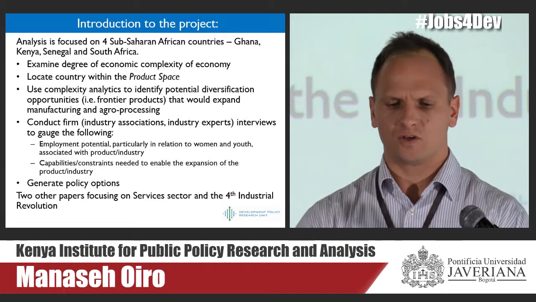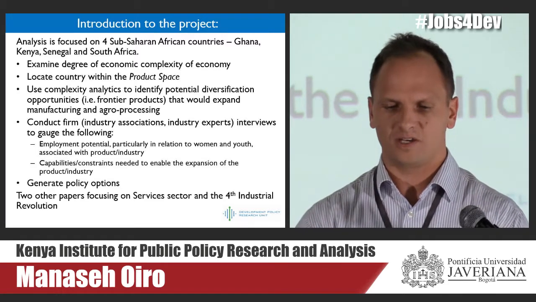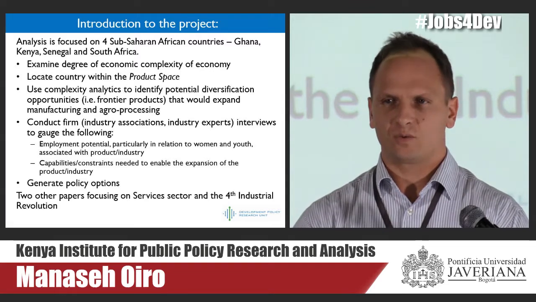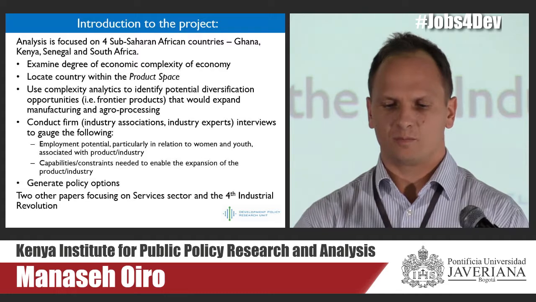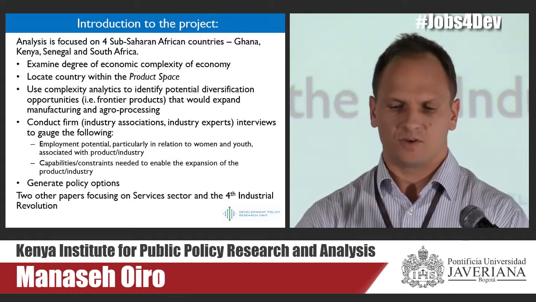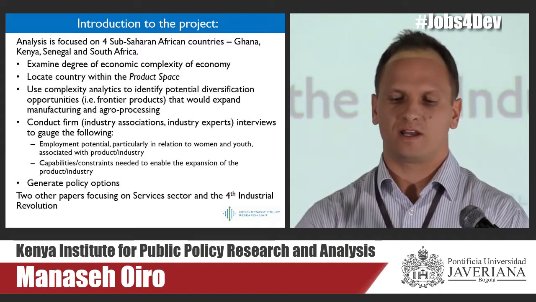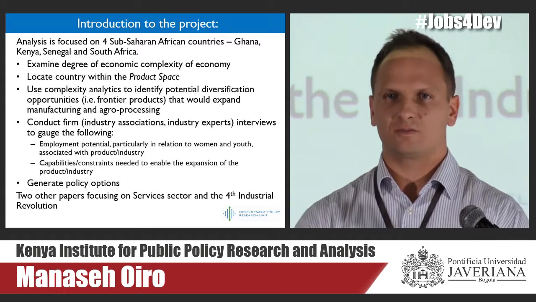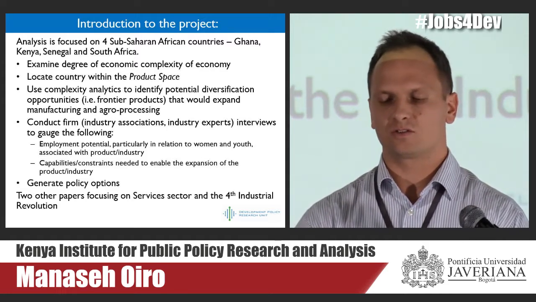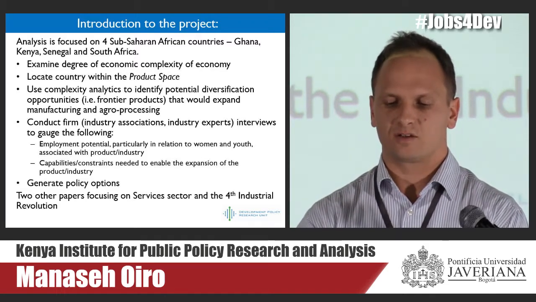Really what we do is we examine the degree of economic complexity in each of the economies. We locate the country within the product space. This will become clear as we go along. And then we use complexity analytics to identify potential diversification opportunities that will expand manufacturing and agro-processing. Then we identify these frontier products, and we conduct firm interviews, so there's a qualitative component to the research.